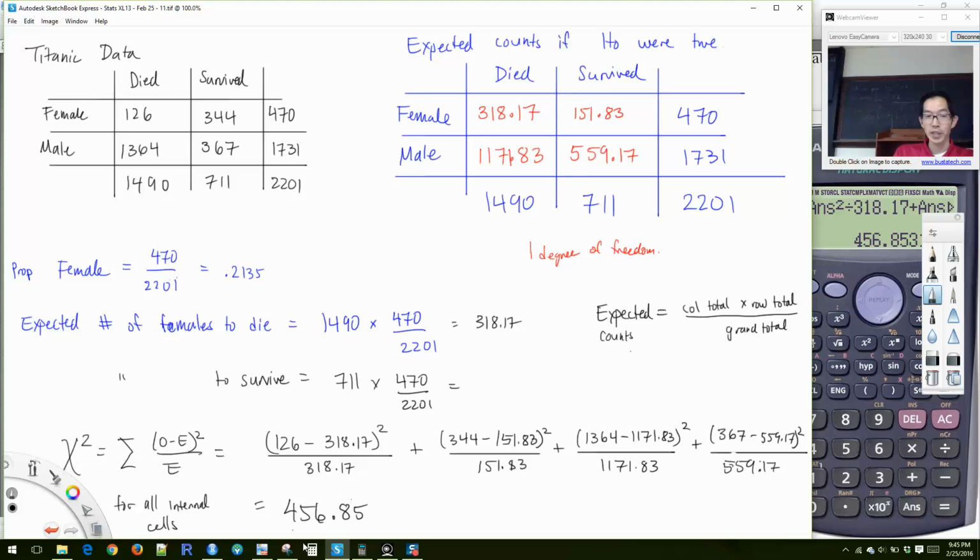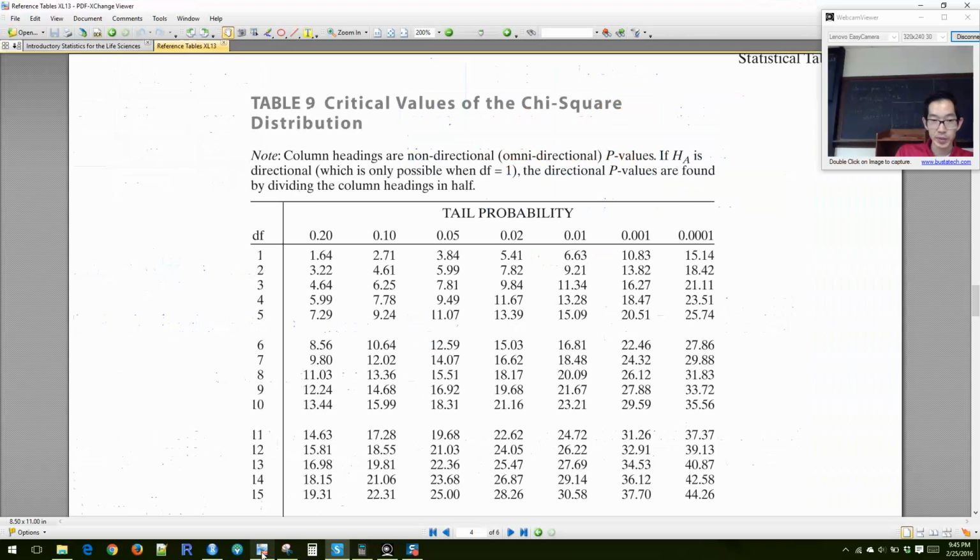So my chi-squared statistic is 456.85, and we have 1 degree of freedom. If you have a 2 by 2 table, you have 1 degree of freedom. So we go to our chi-squared table, and we see the largest number listed is 15, and we're out at 456.